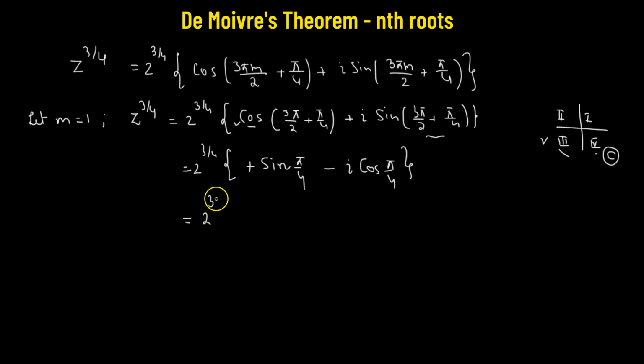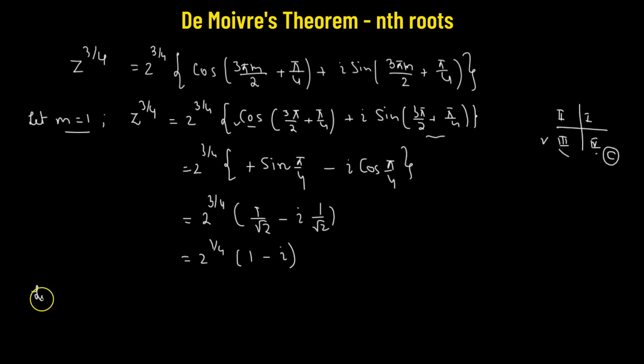This is going to give us the value 2 raised to the power of 3 over 4 multiplied by 1 over square root of 2 minus iota times 1 over square root of 2. And this is also going to give us the value 2 raised to the power of 1 over 4 multiplied by 1 minus iota. Fine. So we have obtained the second distinct root of our complex number z.